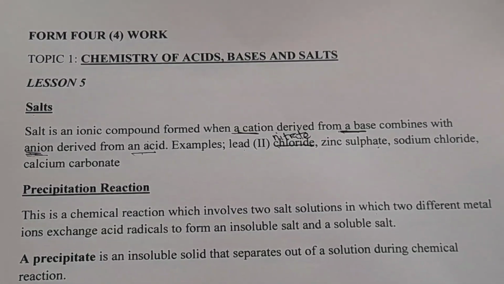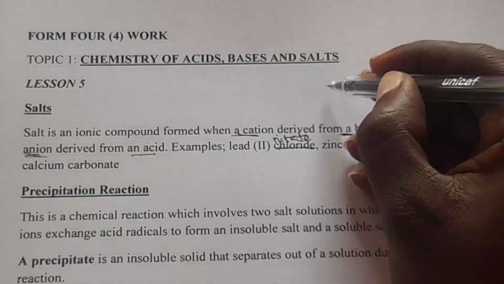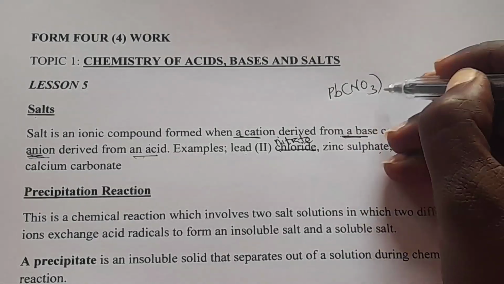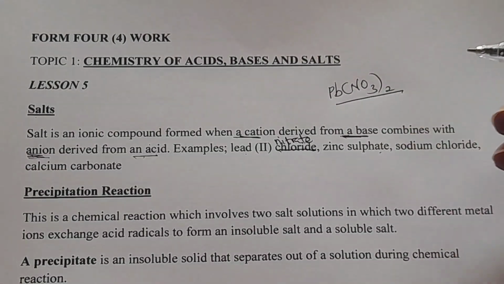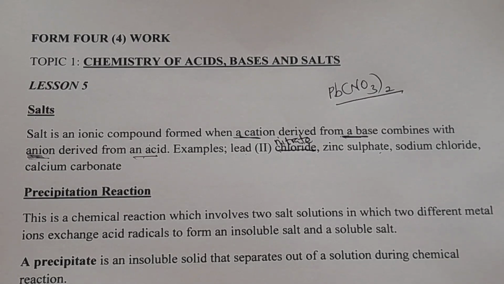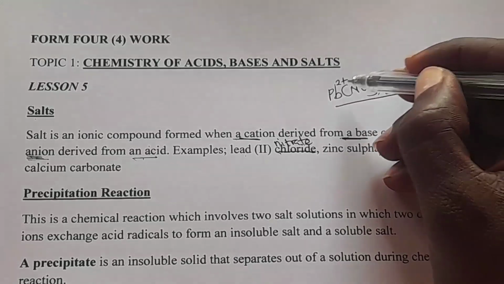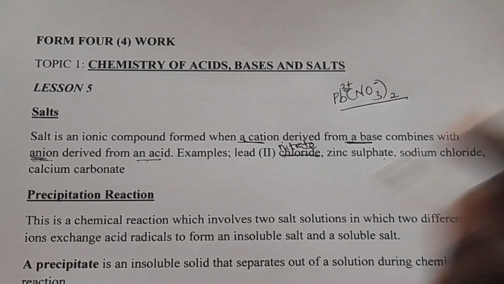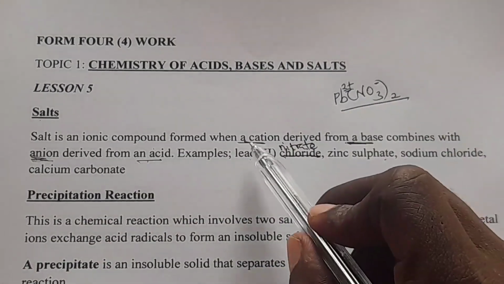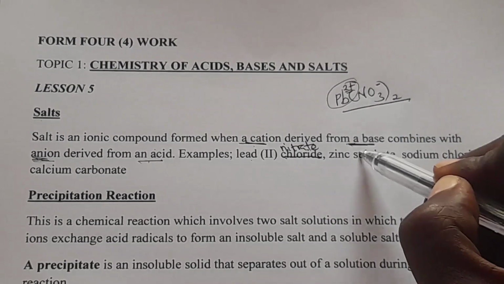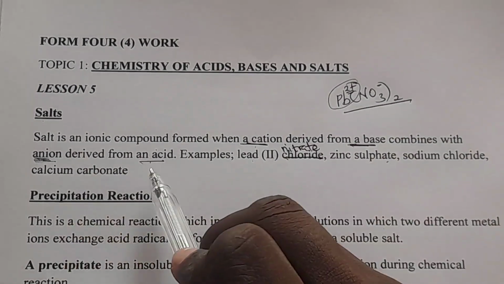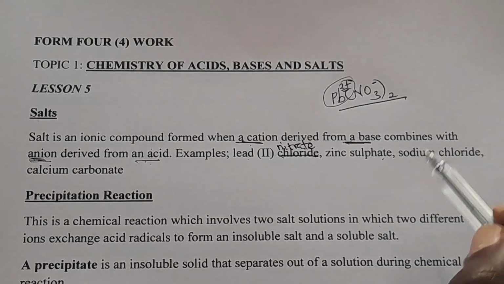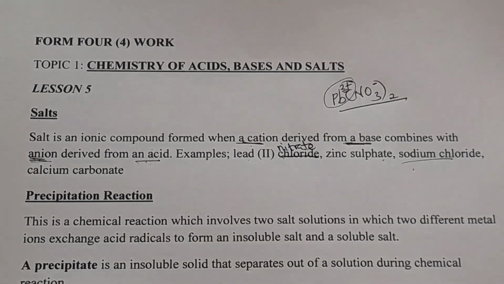So let's try a salt, maybe lead 2 nitrate. Lead 2 nitrate is written like this. Lead 2 nitrate is an ionic compound because it has lead, which is a positively charged cation, and also nitrate ions, which are negatively charged anions. So a salt is an ionic compound that's formed when a cation, the positively charged ion from a base, combines with an ion derived from an acid to form that salt. Examples include lead 2 nitrate, zinc sulfate, sodium chloride, and also calcium carbonate.